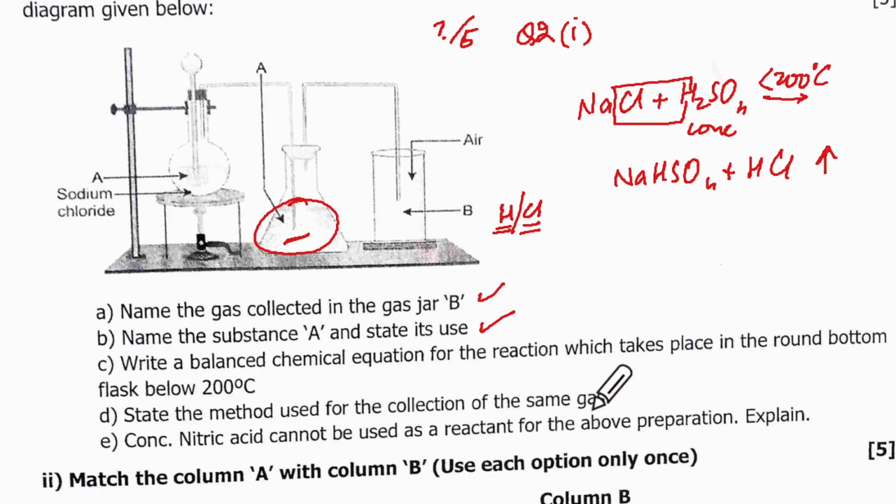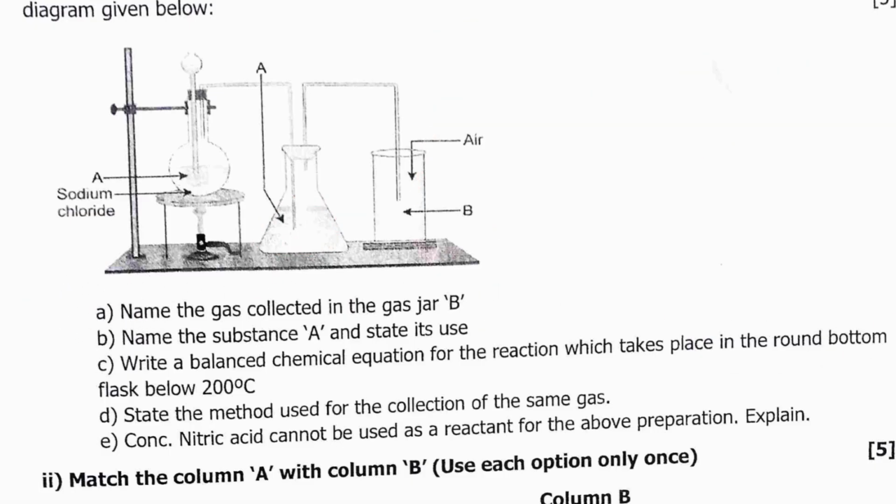State the method used for collection: by upward displacement of air. Why is concentrated nitric acid not used? We use H2SO4 because it is non-volatile. So why will we not use nitric acid? Because nitric acid is volatile in nature and cannot be used to displace another volatile acid. Okay, understood. Now out of 5, tell me how much you would have got on your own. Be honest and write your marks.